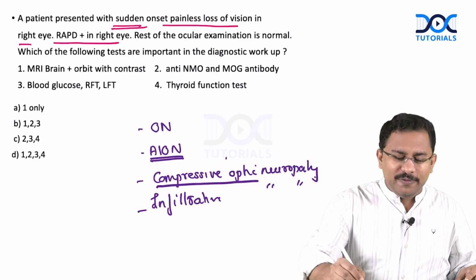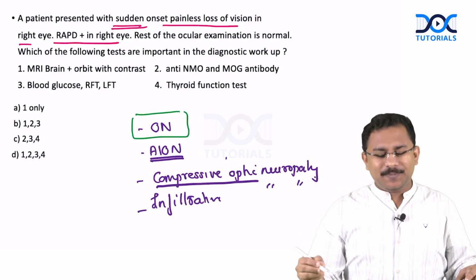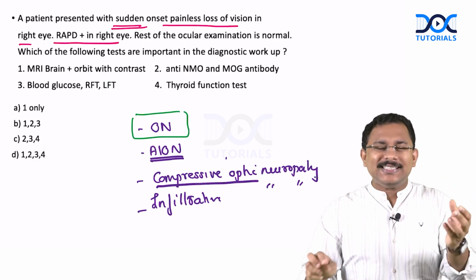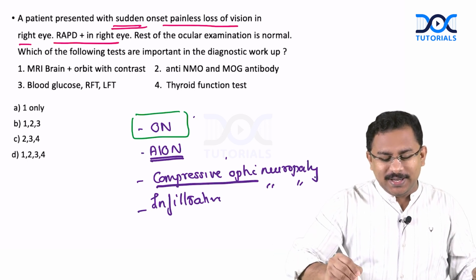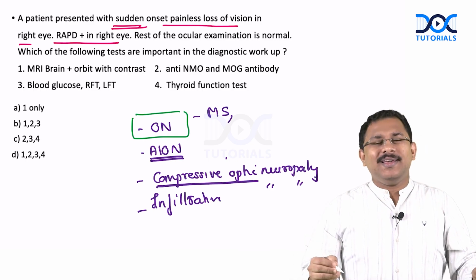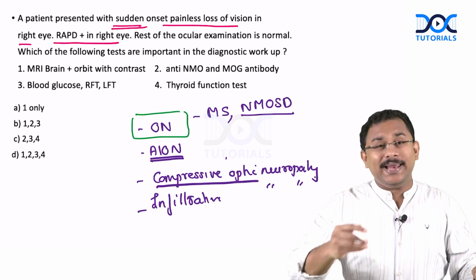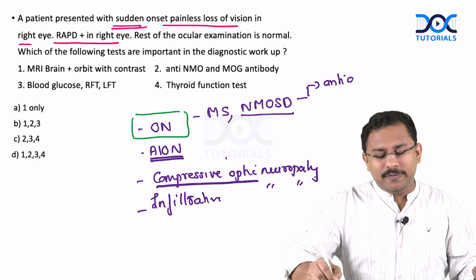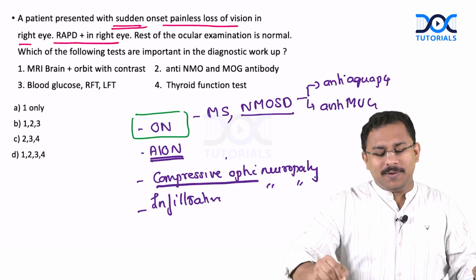So I am more in favor of optic neuritis, which is a demyelinating optic neuritis. And demyelinating optic neuritis can occur either as a part of the prototype demyelinating disorder. What is the prototype demyelinating disorder? Yes, your multiple sclerosis. It can also be a part of NMOSD, which is your neuromyelitis optica spectrum disorders, which can either be anti-aquaporin 4, or it can be anti-MOG.